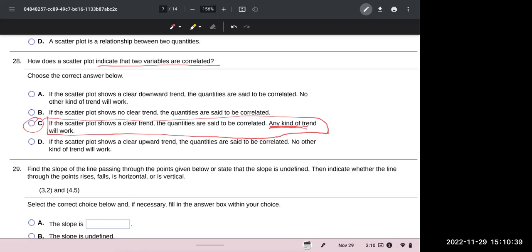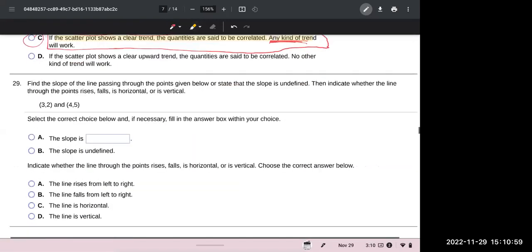So how does the scatter plot indicate that two variables are correlated? If the scatter plot shows clear trend, the quantities are said to be correlated. Any kind of trend will work.